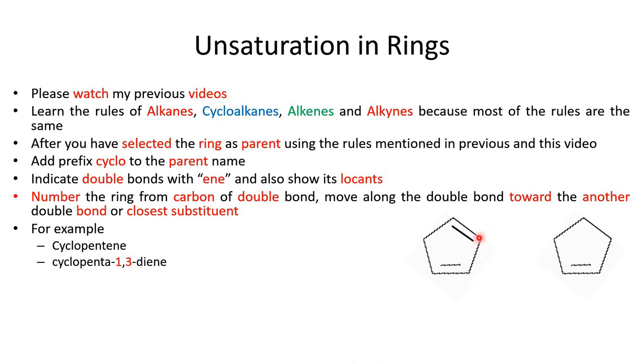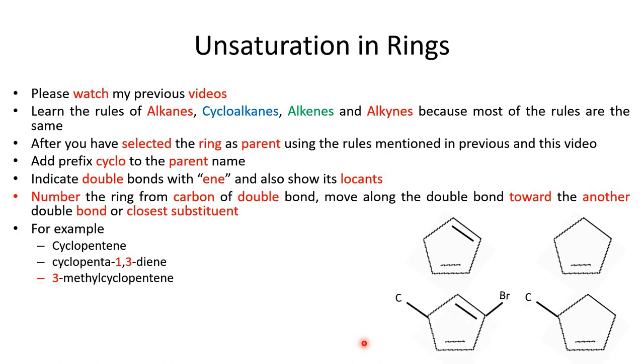You cannot start numbering from here 1, 2, 3, 4 because then the next double bond will come at the 4th position. Now what about this compound which has got 1 double bond and 1 substituent? The name of this compound will be 3-methylcyclopentene. No position for the double bond is needed because you will have to start from the carbon of the double bond, that is 1, 2 and 3, and the methyl group is at position number 3 of the ring.